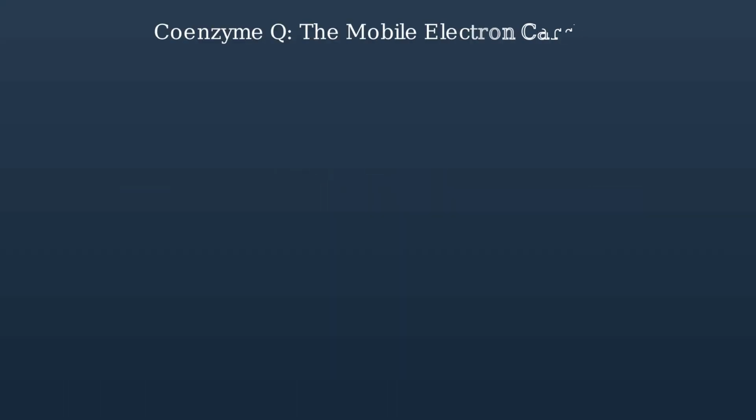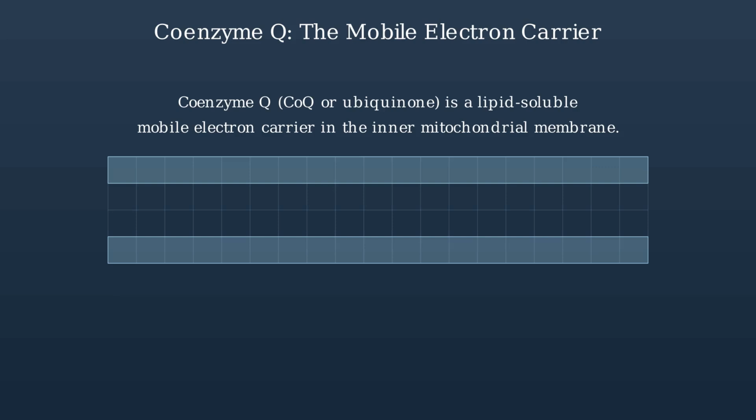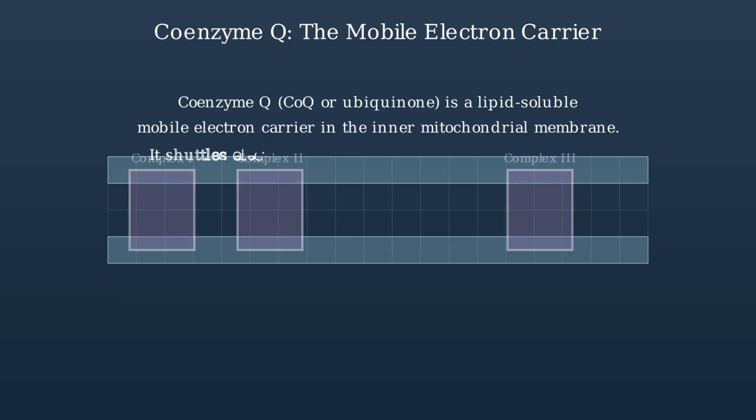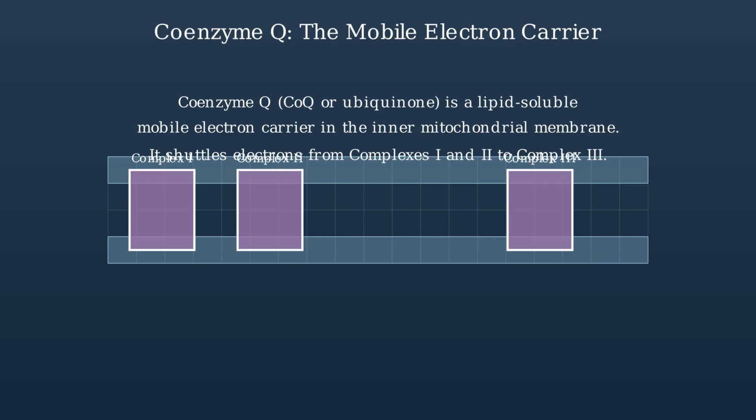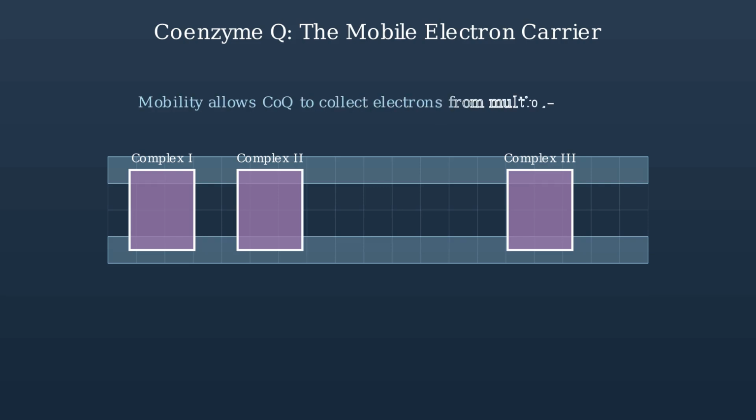Coenzyme Q, also known as ubiquinone, is a crucial component of the electron transport chain. It is a lipid-soluble mobile electron carrier located in the inner mitochondrial membrane. In the electron transport chain, coenzyme Q shuttles electrons from complexes 1 and 2 to complex 3. What makes coenzyme Q special is its mobility within the membrane. It can freely move to collect electrons from multiple sources, specifically complex 1 and complex 2.